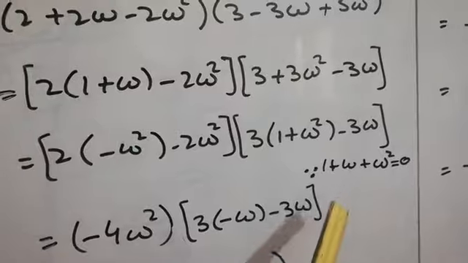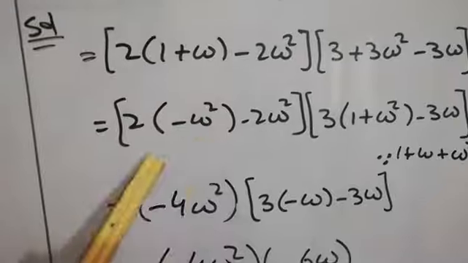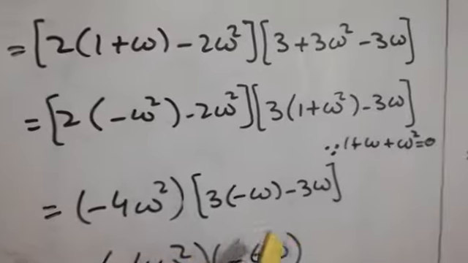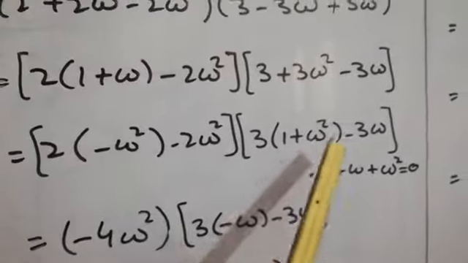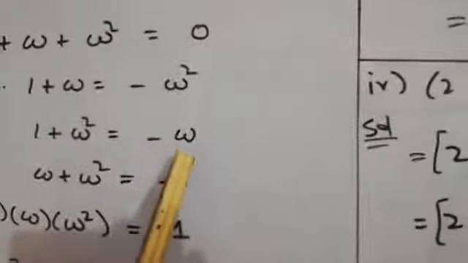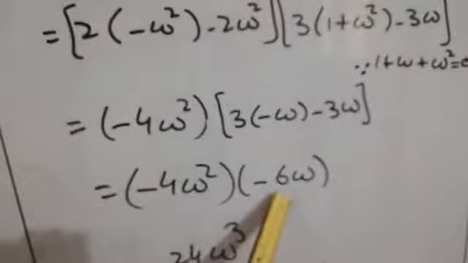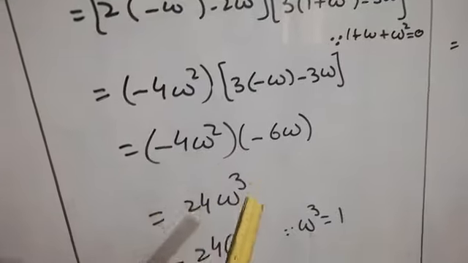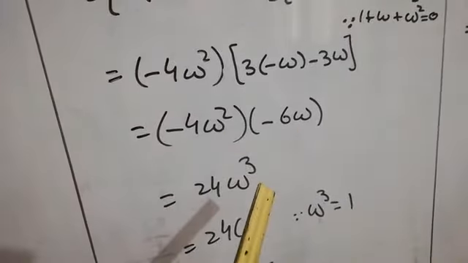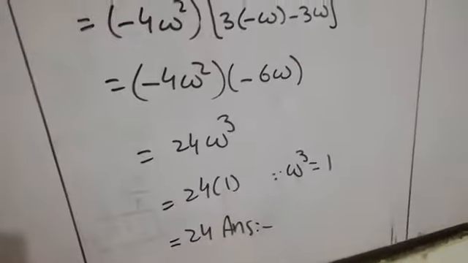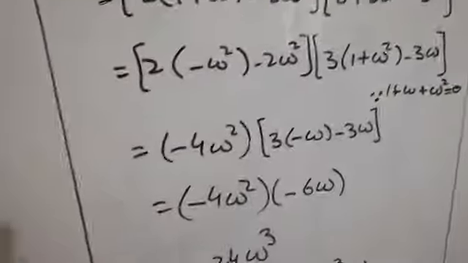In the second bracket we take 3 as common, so it becomes 1 + omega square - 3 omega. Give the reference of the actual property. Now minus omega square minus 2 omega square equals minus 3 omega square... the first bracket becomes minus 4 omega square, and in the second, 1 + omega square equals minus omega, so minus omega minus 3 omega equals minus 6 omega. Now we multiply: minus times minus is plus, 4 times 6 is 24, omega square into omega is omega cube, and omega cube equals 1, so 24 times 1 is 24. This is the answer of this part.